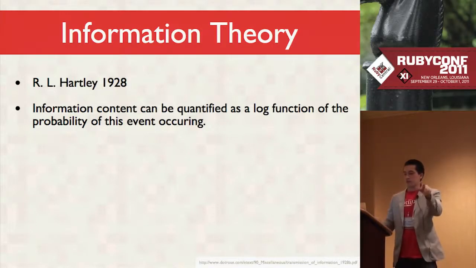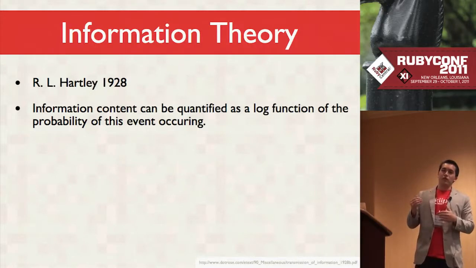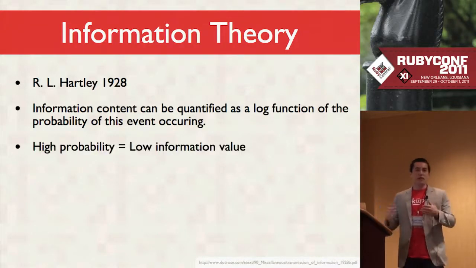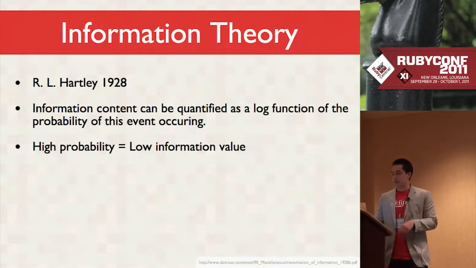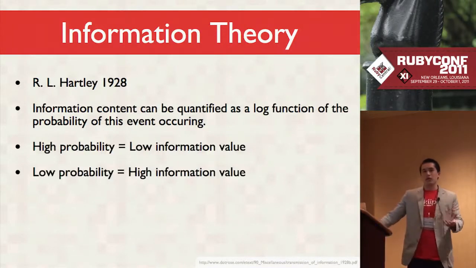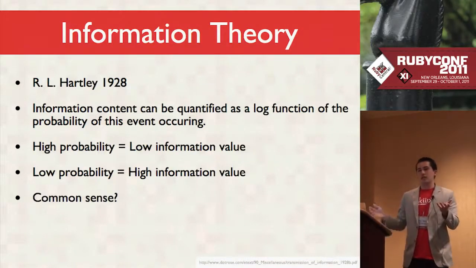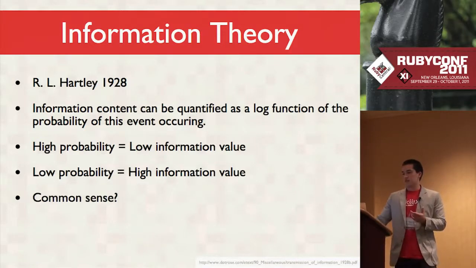So I'll just say it one more time so you could think of the parts. Information could be quantified by the log function of the probability of that event occurring. So in more layman's terms, if something has a high probability of happening, we don't learn that much from it because we see it all the time. And if something has a low probability of happening, we're going to get a lot of value from it because you don't see it that often, so a lot more things are going to be new to you. And when you put it that way, you kind of think, well, that's common sense. That makes sense. And it does.